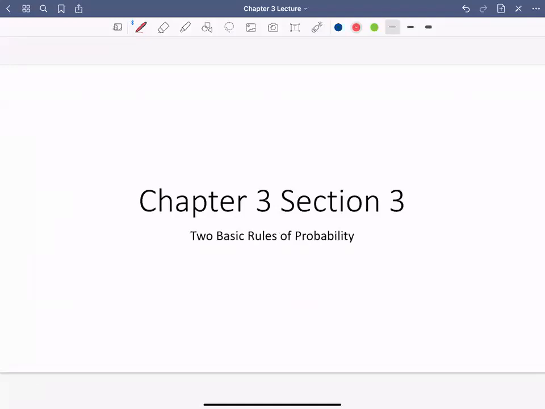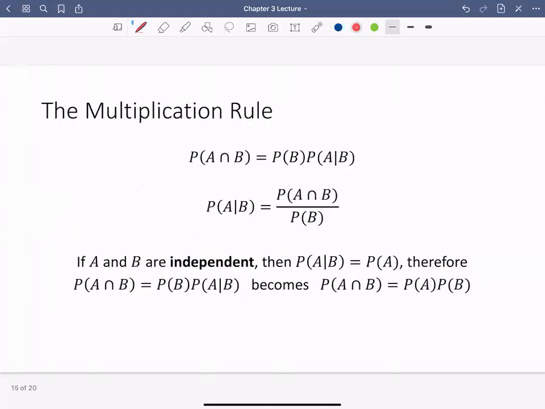All right, chapter 3, section 3, basic rules of probability. This is where we start doing a little bit more mathematics here. So first off, there's a multiplication rule. There's 2 rules. First one is multiplication. And we say this, what's the probability of A and B happening? How do we find that?